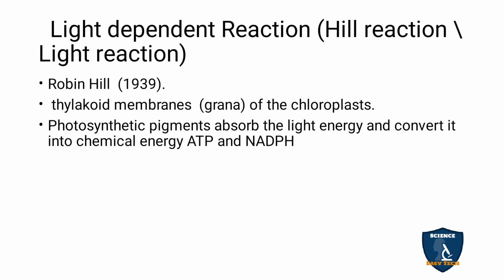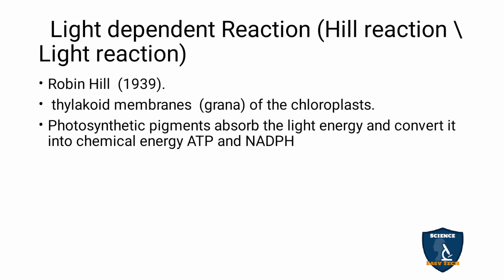As you have studied the chloroplast structure in the previous video, the chlorophyll pigments are present in the thylakoid membranes, that is the grana. So photosynthesis takes place there because chlorophyll A is present there only. What does this chlorophyll pigment do? It captures the light energy and converts it into chemical energy in the form of ATP and NADPH.